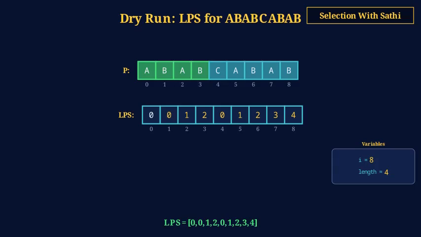C versus B at position 1. Still mismatch. Fall back, length becomes LPS of 0 which is 0. C versus A at position 0. Mismatch. Length is 0. LPS of 5 is 0. Final LPS array 0, 0, 1, 2, 3, 0.